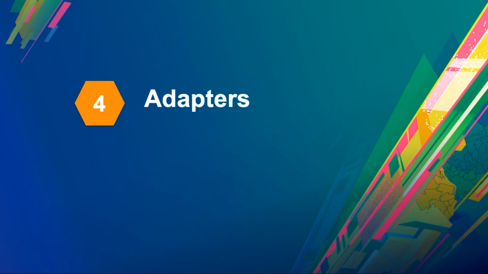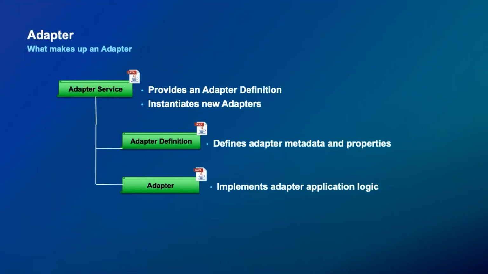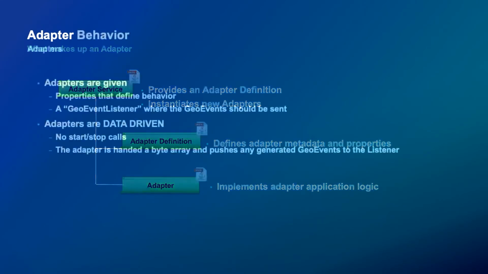So let's talk about adapters. Similar to transports, an adapter is packaged as a jar file with several classes in it. The adapter has a definition just like a transport does, which provides metadata and properties of the adapter. It also contains the functional code, which is the adapter in this case. The adapter implements the application logic. And there is the service, the adapter service in this case.